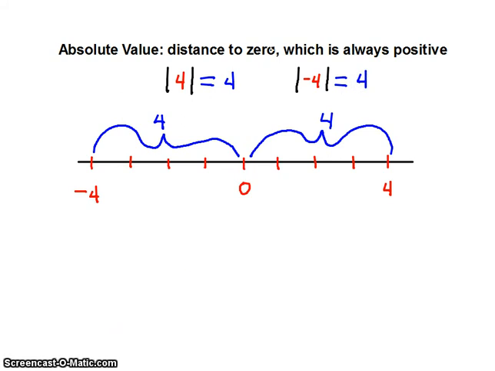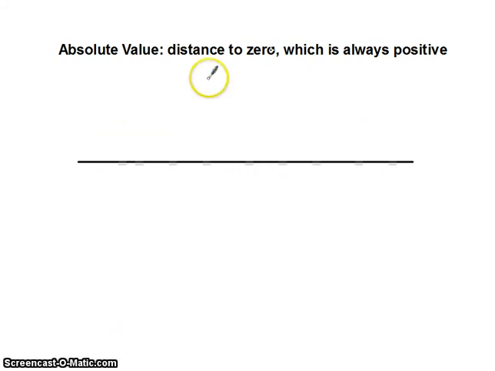Now in algebra, typically we see expressions like the absolute value of x is equal to 3, and we're supposed to figure out what x is actually equal to. Now let's start this off by plotting 0 on the number line, and we're going to go a distance of 3 to the right, and a distance of 3 to the left.